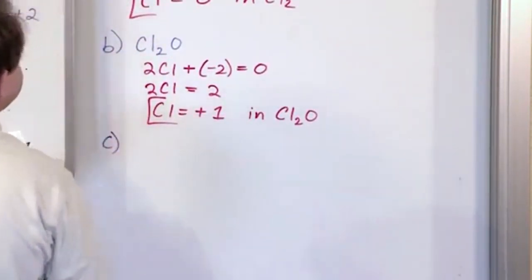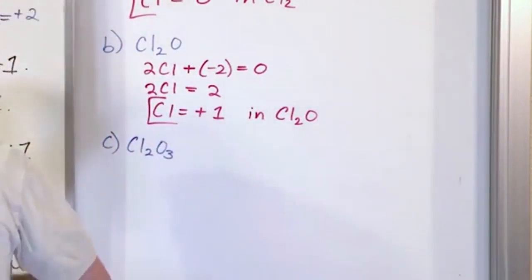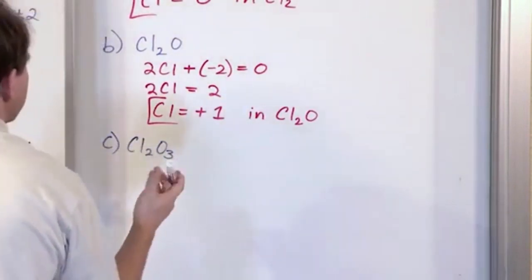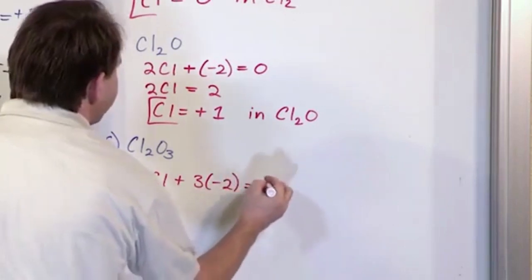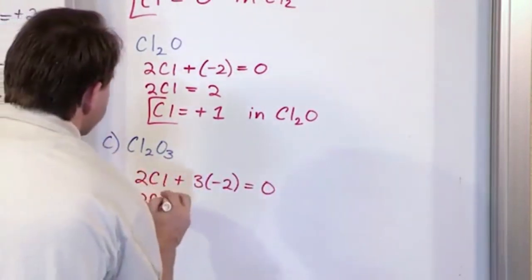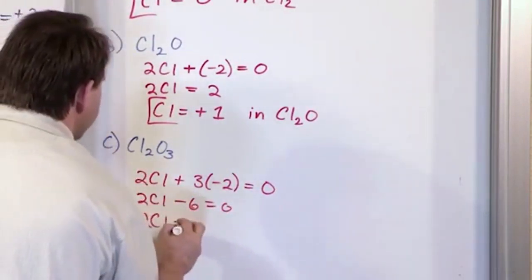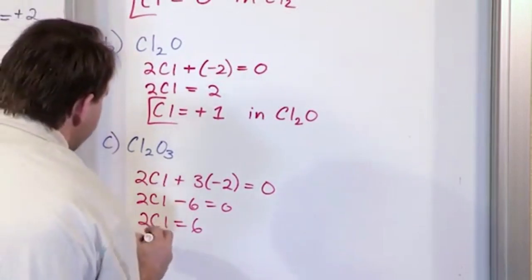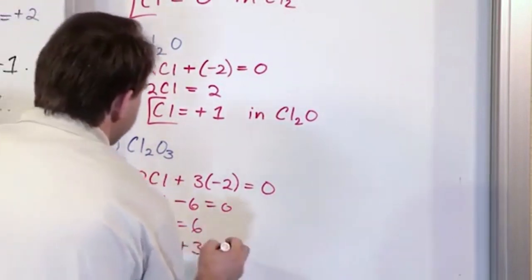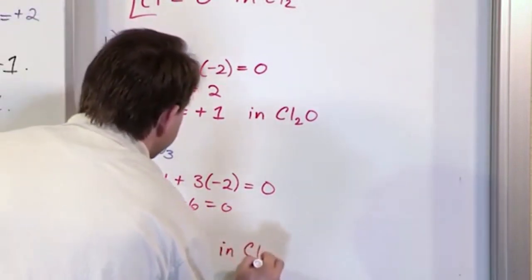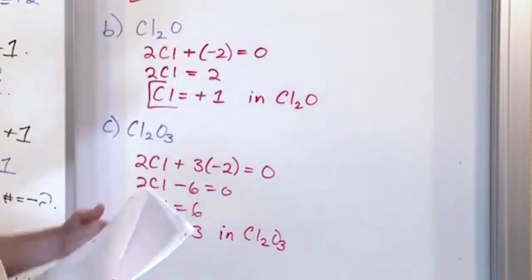So let's look at C. Here's Cl2O3. And I already gave you the punchline. You should expect them to be different. So let's just check it out. We have 2 chlorines. And now we have 3 oxygens, and each one's going to be -2, and the whole thing has to sum to 0. So 2 chlorines minus 6 is 0. So if we move the 6 over there, it'll be 2 chlorines is equal to +6. And then you divide by 2, what you're going to have is +3. So here the oxidation number of chlorine is +3 in Cl2O3. All right, so again, different than the ones above.